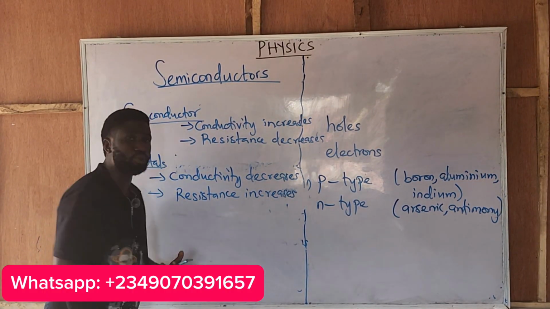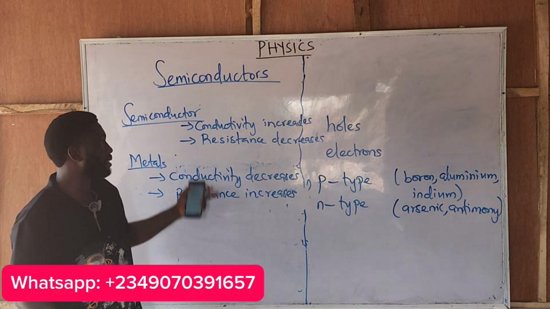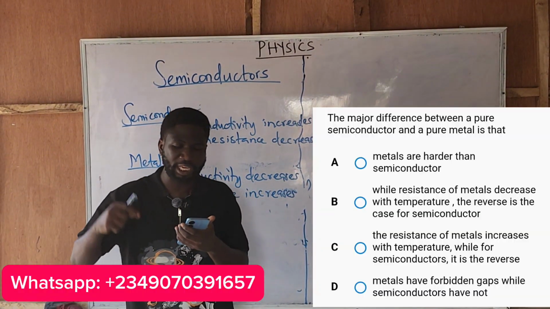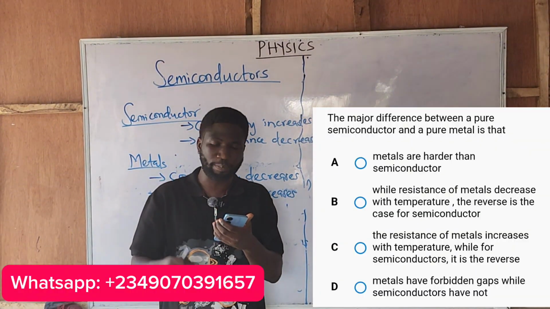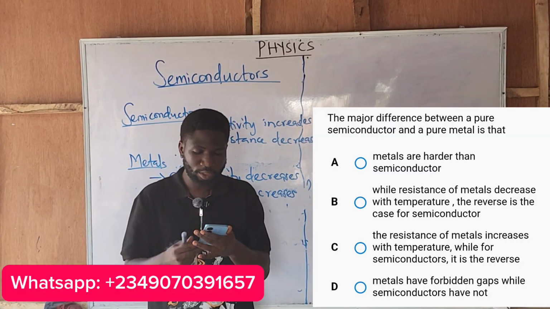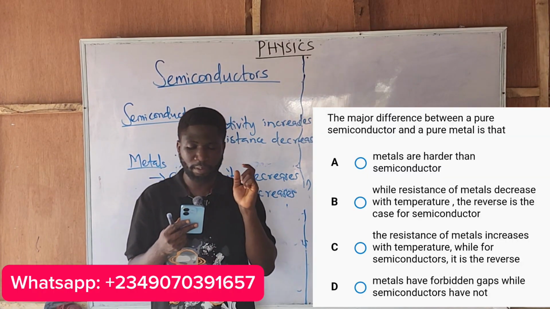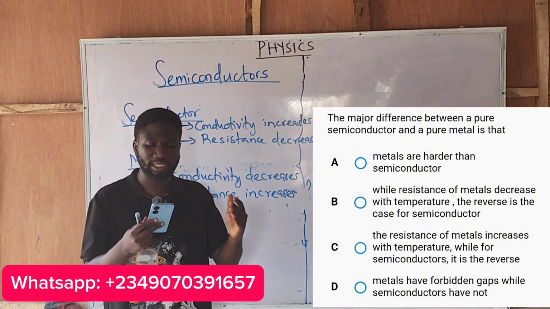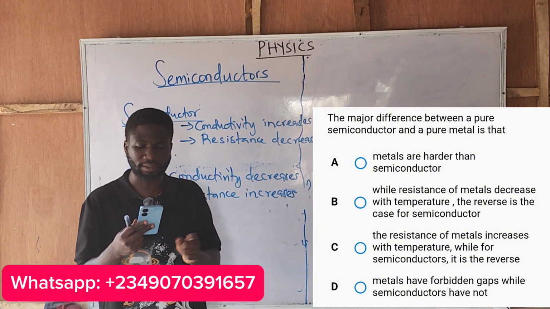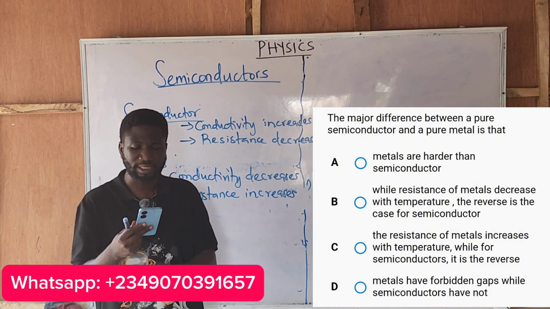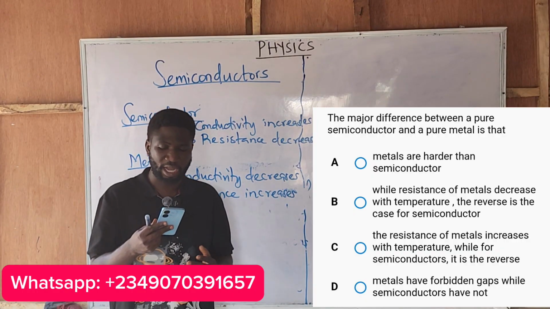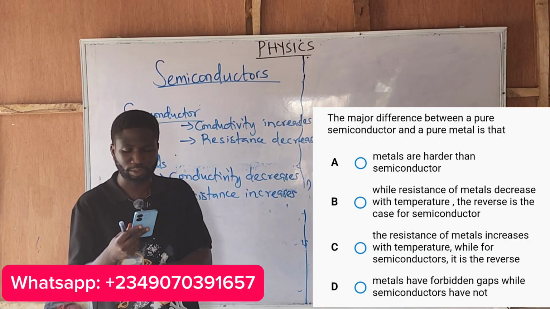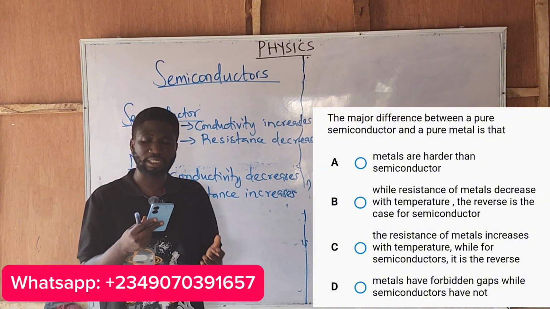So please do well to know these differences. Here it says the major difference between a pure semiconductor and a pure metal is that dash. So let's just consider option B and option C. Option B says while resistance of metals decreases with temperature, the reverse is the case for semiconductor. And option C says the resistance of metals increases with temperature, while for semiconductors it is the reverse.